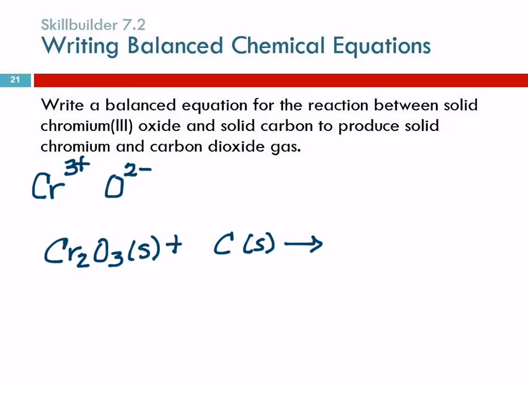To produce, that's our arrow, solid chromium. Okay, so chromium is Cr, solid. Is it one of the 7 diatomic elements? No, it's a metal. And carbon dioxide gas. Okay, that's a molecular compound between 2 nonmetals. Carbon, there's no prefix, and so we understand that there's just one. Dioxide means 2 oxygens, and they tell us that it's a gas.